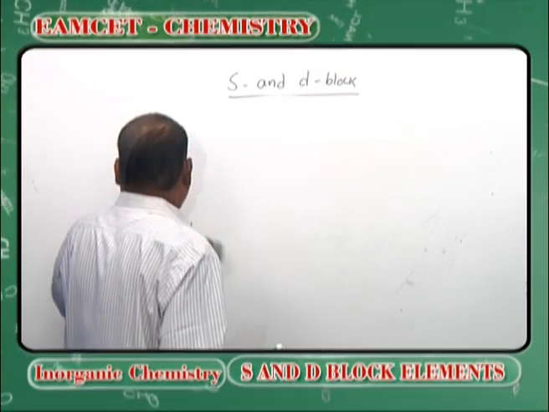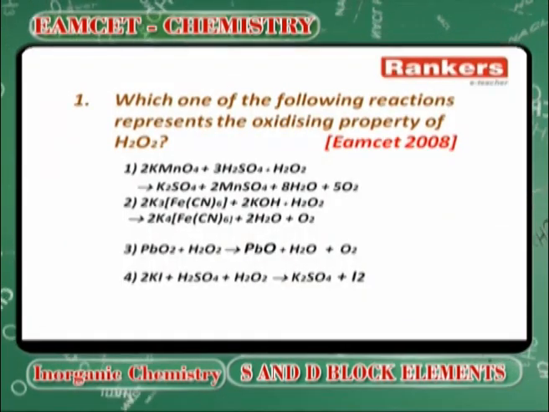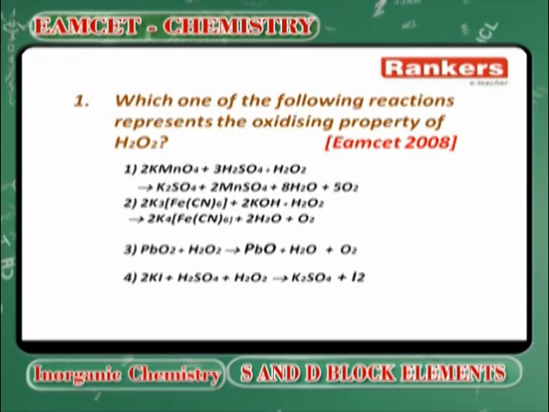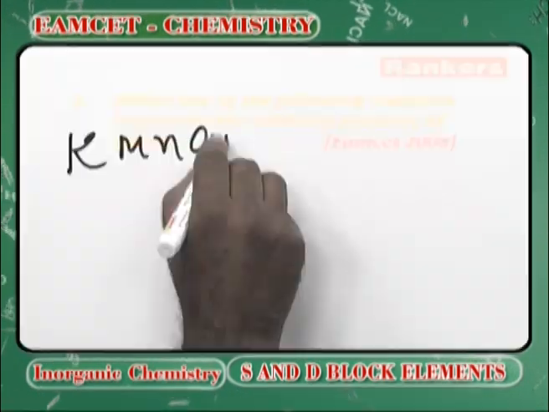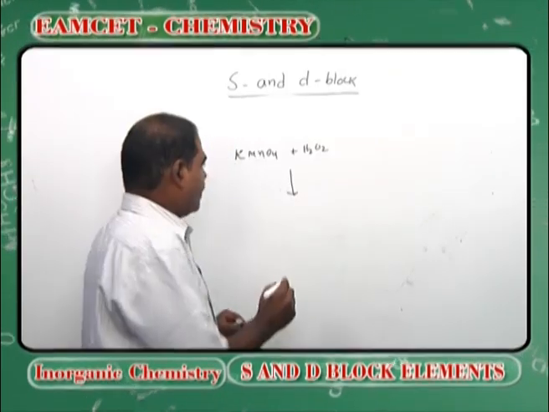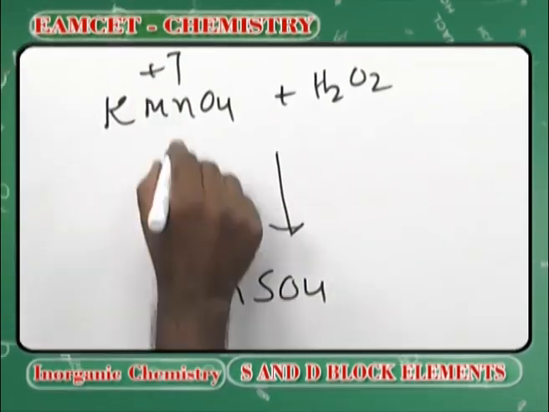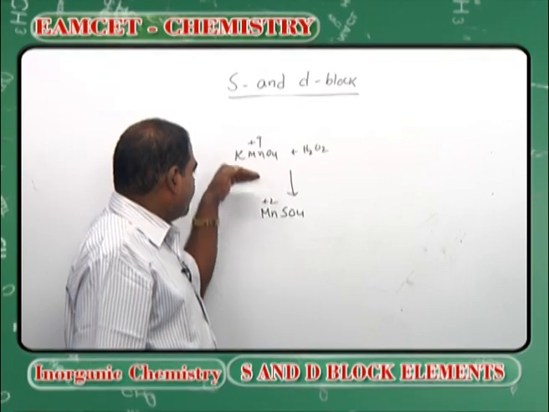And then, let us look at questions. First question. Which one of the following reactions represents the oxidizing property of H2O2? Look here. Forget the coefficients 2 KMnO4, 3 H2SO4, forget all those things. Just look at KMnO4 on the left side, H2O2. And what is happening to manganese? It becomes MnSO4. So, what is happening? Manganese plus 7 to plus 2. So, manganese is decreased from plus 7 to plus 2.